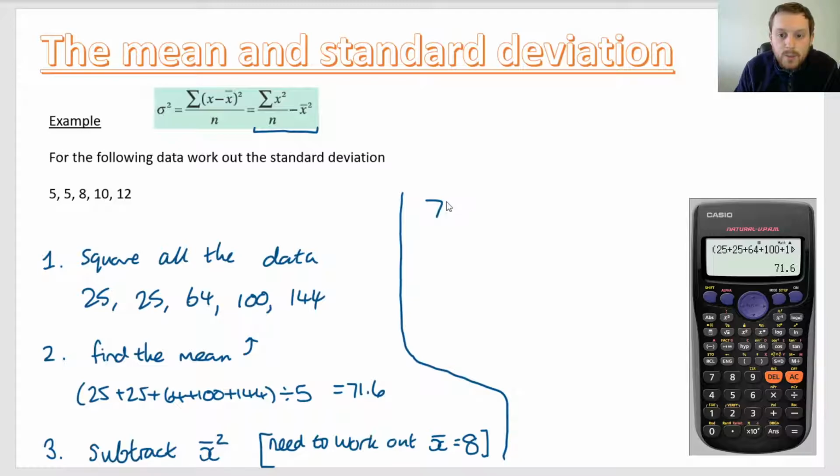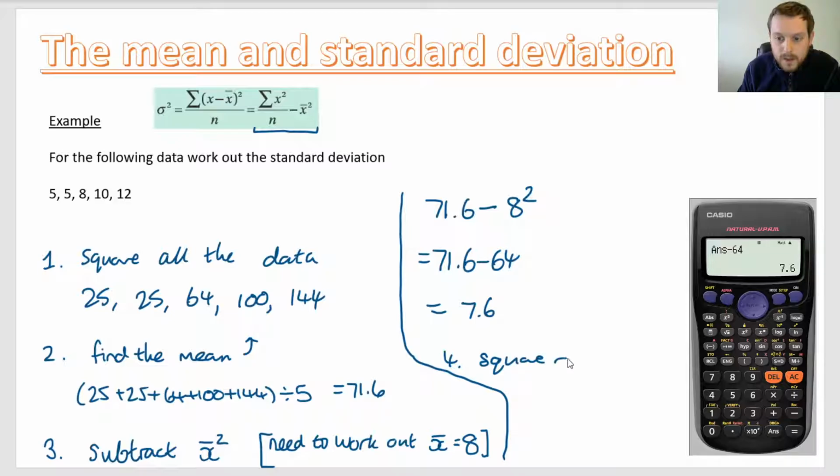So I need to do 71.6 take away 8 squared, which is 71.6 take away 64, which again, I can just do on the calculator, is 7.6. And then of course, the final thing to do is to square root for the standard deviation, because all of this was me calculating the variance, remember. So square root of 7.6 is 2.76, to 2 decimal places.